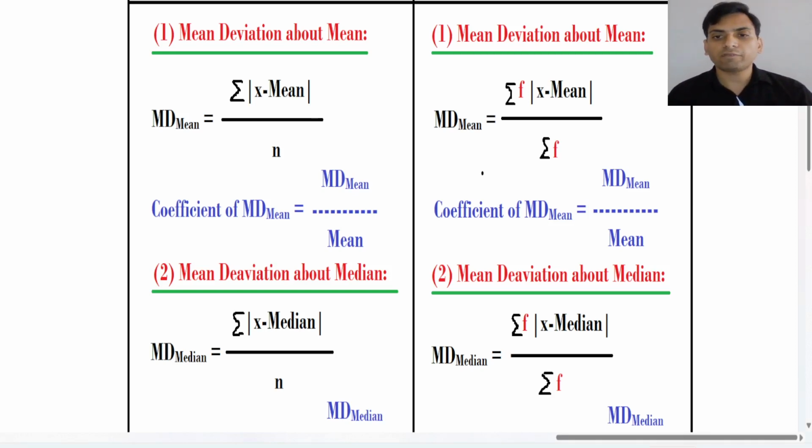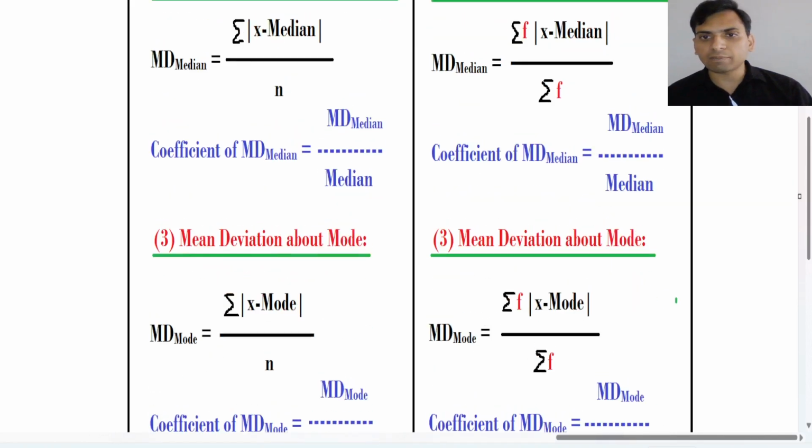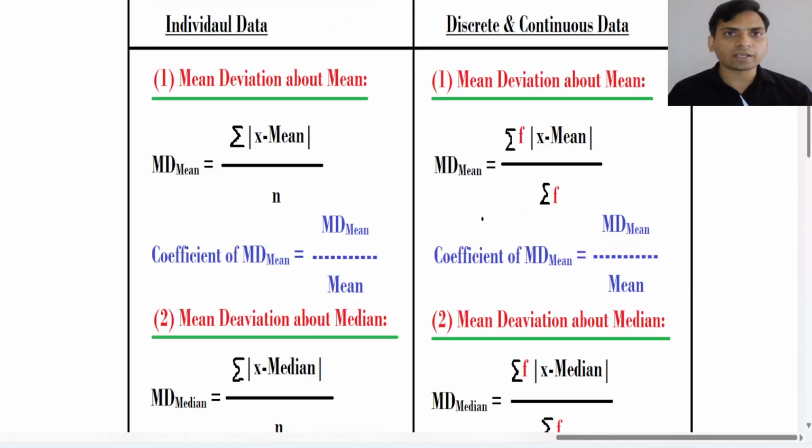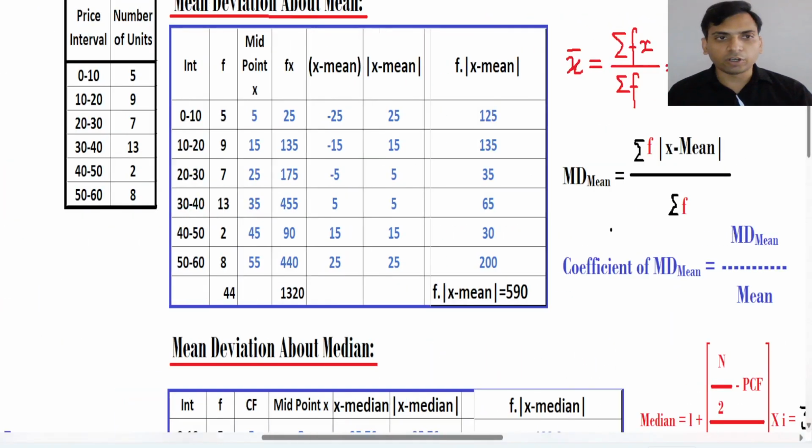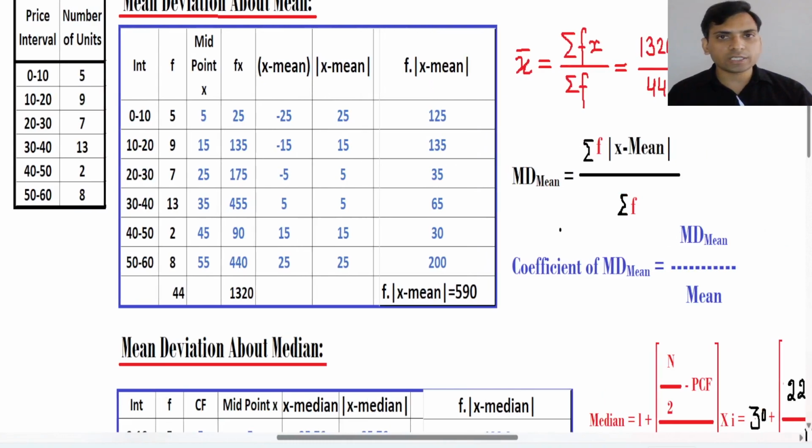We have already discussed these formulae, because the formulae are the same for discrete and continuous data. Three things: mean deviation about mean, about median, and last about mode. Now we will see a numerical of this mean deviation for continuous data. So we have this continuous data set.